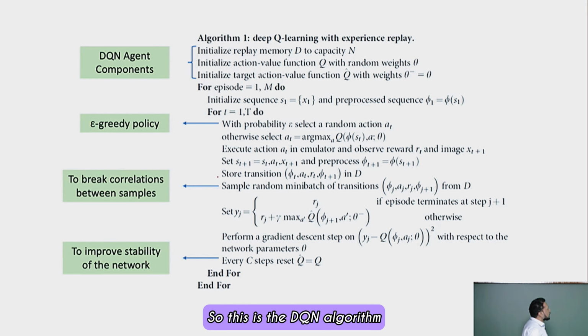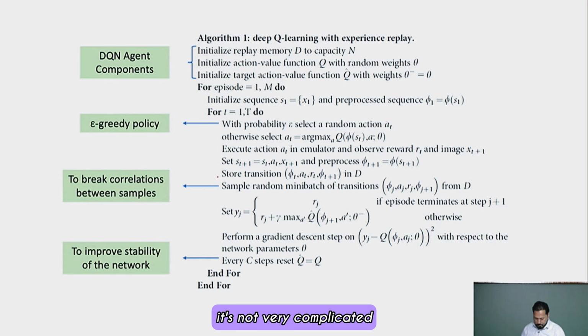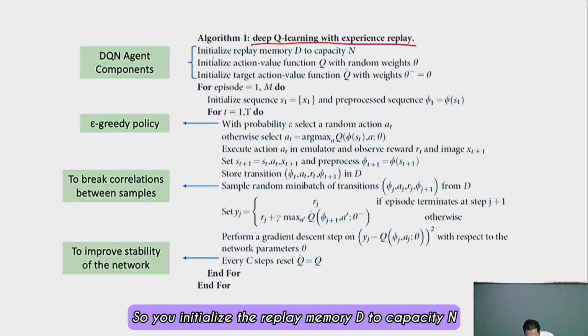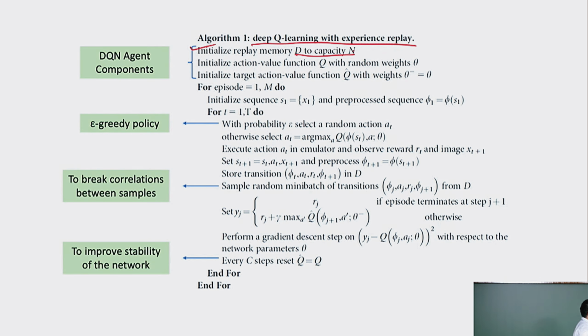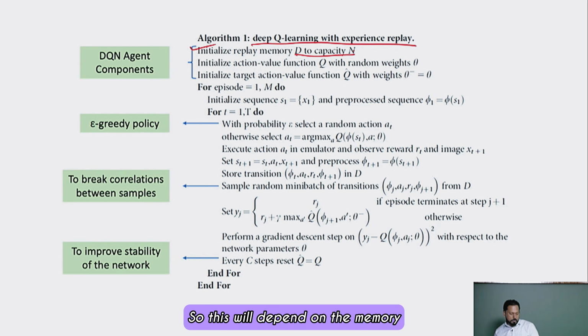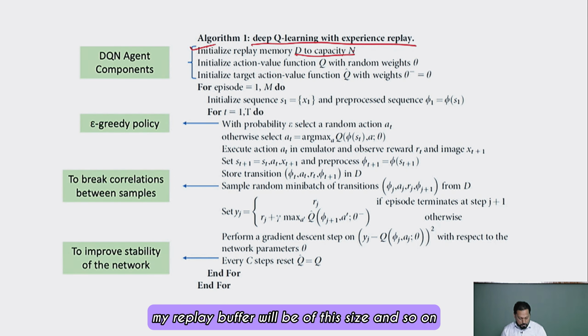So this is the DQN algorithm, which, as an algorithm, is not very complicated. This is Deep Q-learning with experience replay. You initialize the replay memory D to capacity N. In experience replay, this is the capacity of the database where you will store these experiences. This will depend on the memory. Depending on what kind of GPU you use, you will set a parameter: my replay buffer will be of this size and so on.